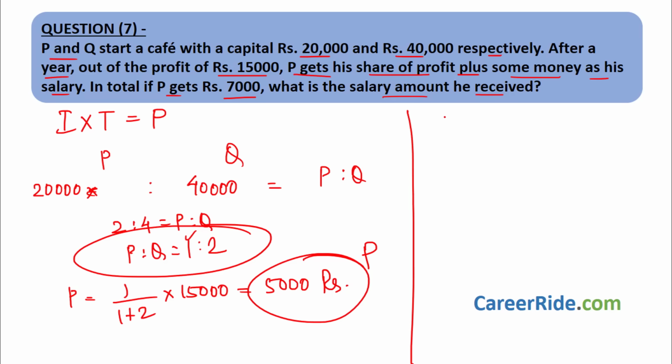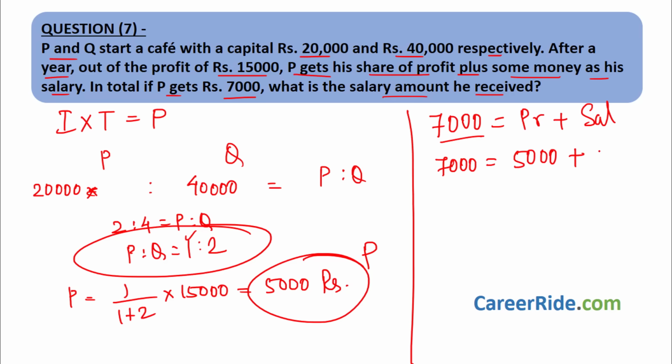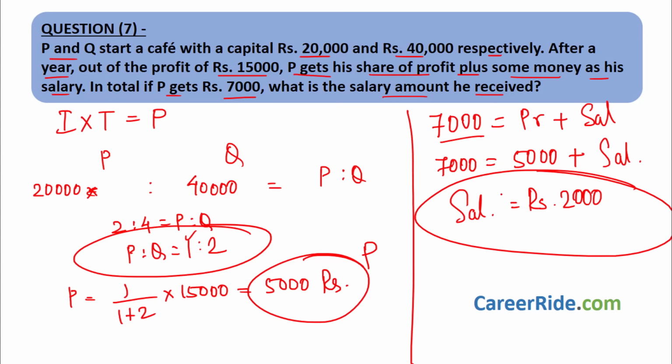But how much did P receive actually? 7,000 rupees. How? Because P received his profit plus his salary, and in total that was nothing but 7,000. We know the share of profit of P is 5,000, and the salary we do not know, that we need to find out. So salary is nothing but 7,000 minus 5,000, which is rupees 2,000. So this is the salary which P receives.